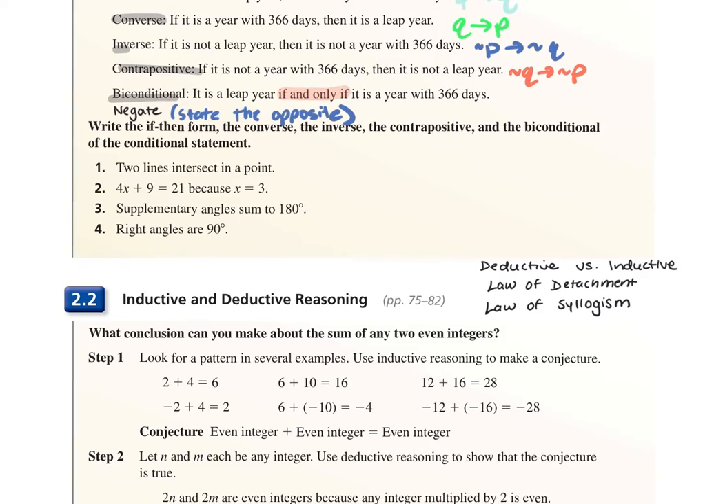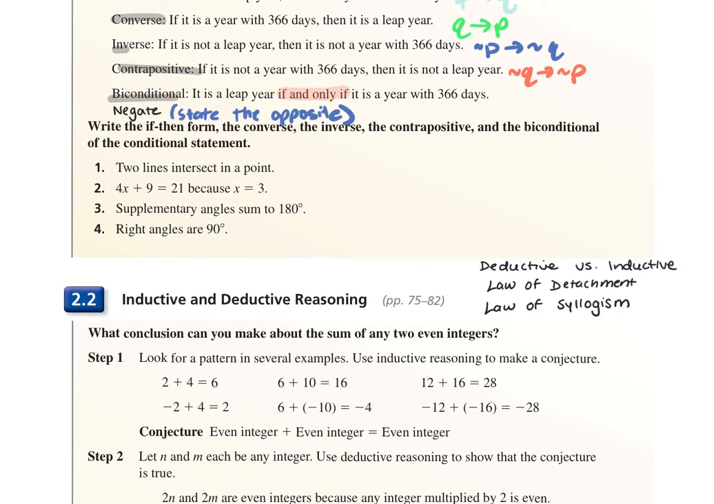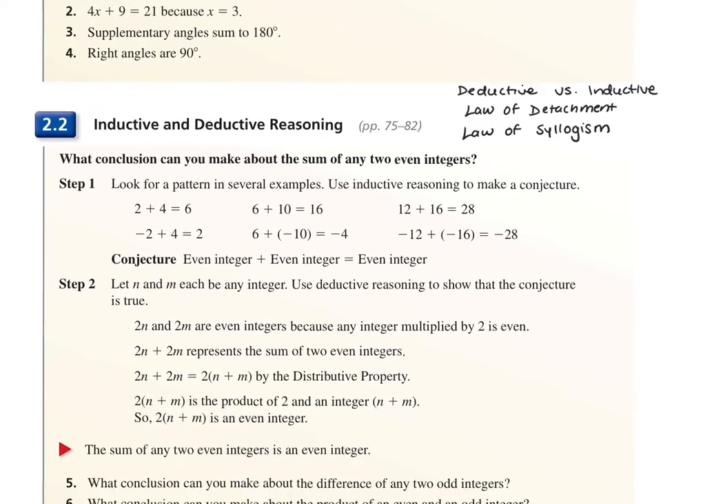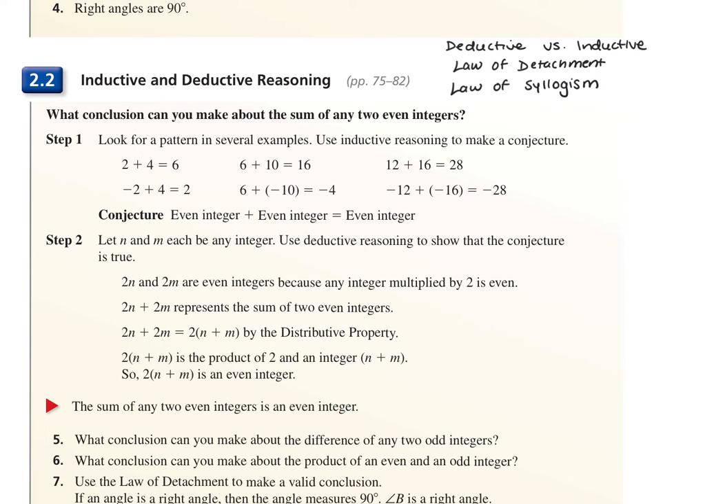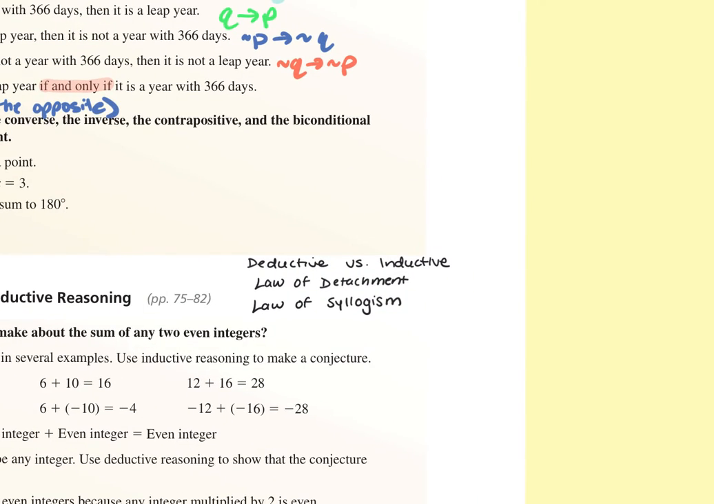I should focus on the last 3 chapters. Okay. Just don't forget stuff from the beginning, okay? 2.2 was inductive and deductive reasoning, okay? Remember, deductive is based on the facts and definitions. Inductive is based on patterns.